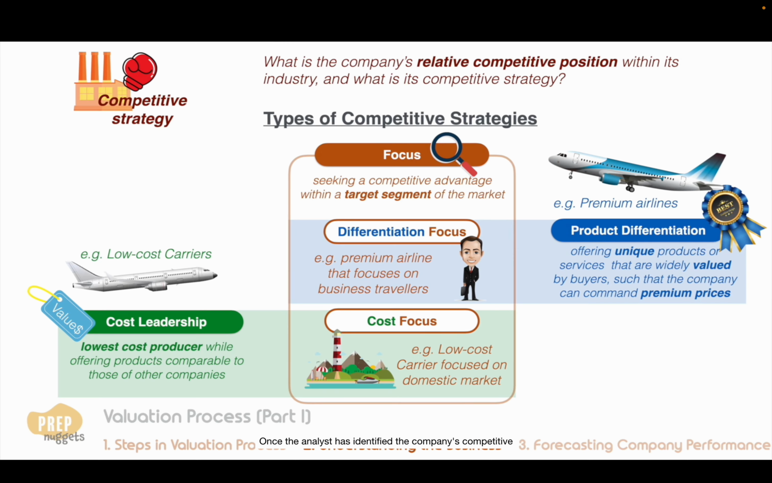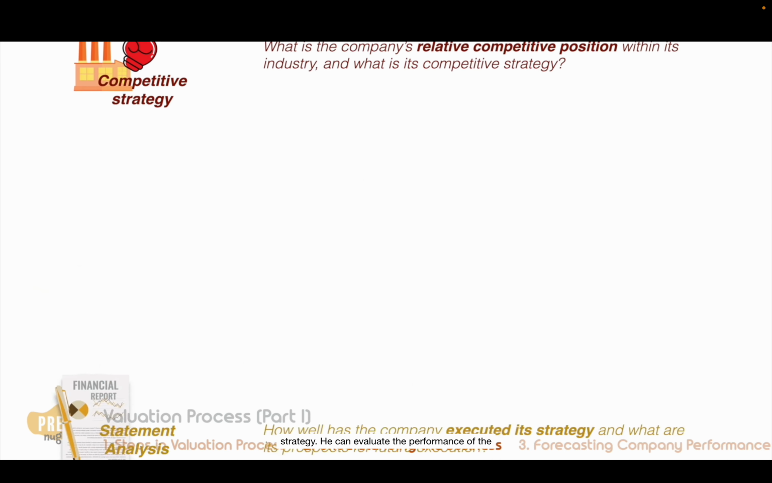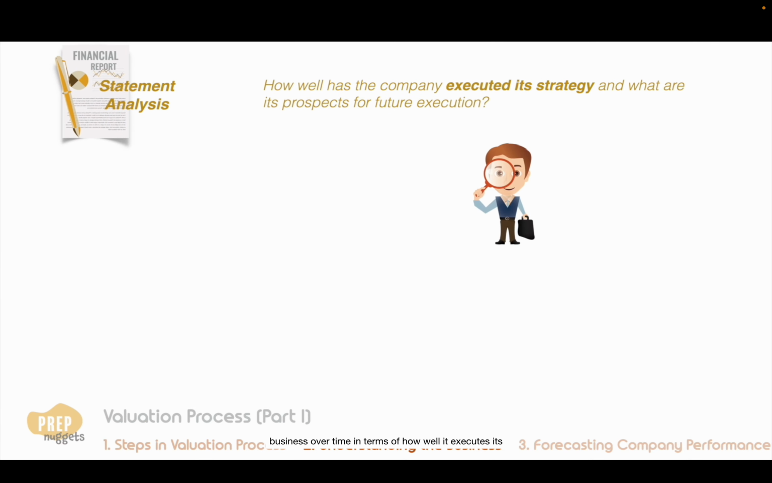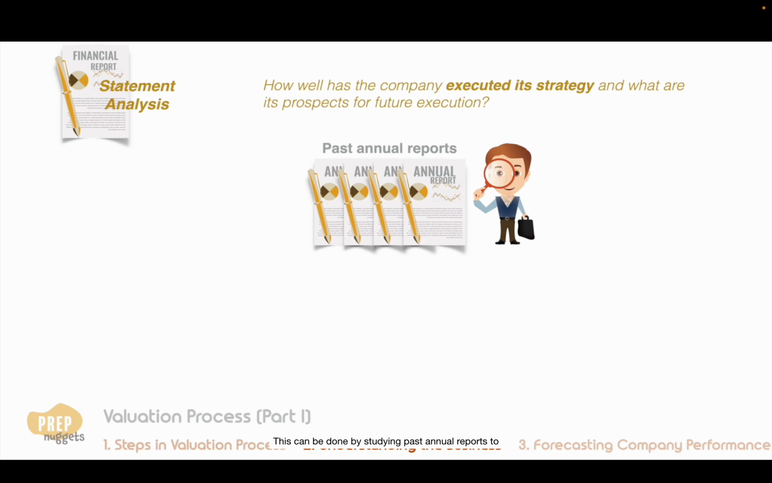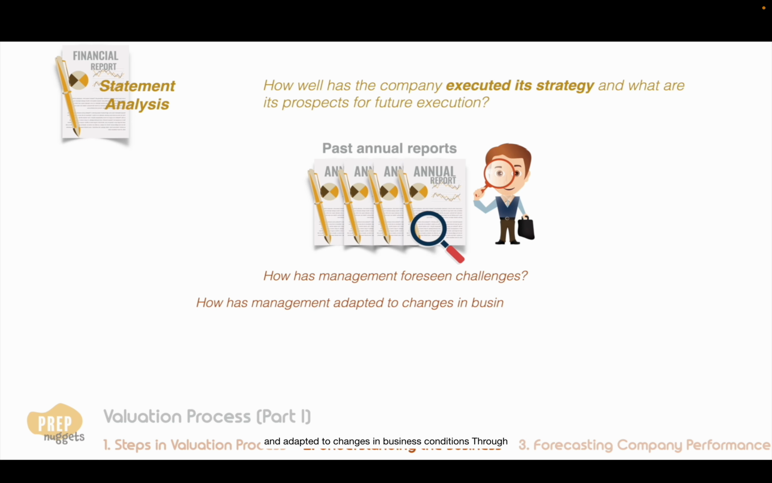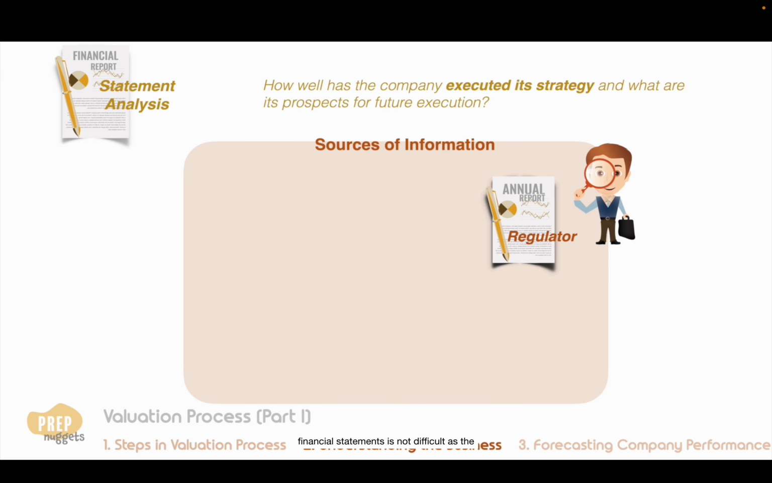Once the analyst has identified the company's competitive strategy, he can evaluate the performance of the business over time in terms of how well it executes its strategy and how successful it is. This can be done by studying past annual reports to assess how the management has historically foreseen challenges and adapted to changes in business conditions through time. For public listed companies, gathering the required financial statements is not difficult, as the securities regulators mandate the regular filing of financial statements and disclosures.